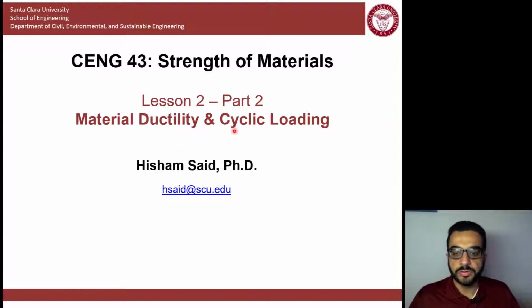So in this part we'll cover some attributes that you can analyze for a stress-strain diagram of a material, and also have a little deeper understanding of what happens when the material is loaded and unloaded, and the ability of a material to absorb energy.